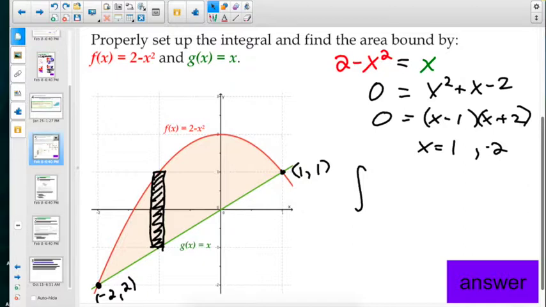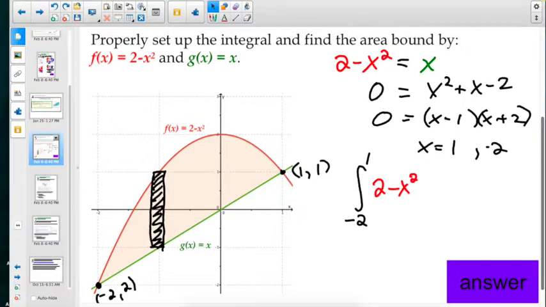That's the basis of tomorrow's discussion. So would you make the x negative? Nope. So you can just subtract it? Just subtract it. So we're going to have our lower bound at -2 and our upper bound at 1. And what's our big function? 2 minus x squared. What's our little function?